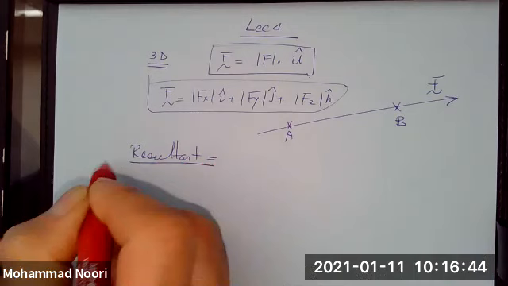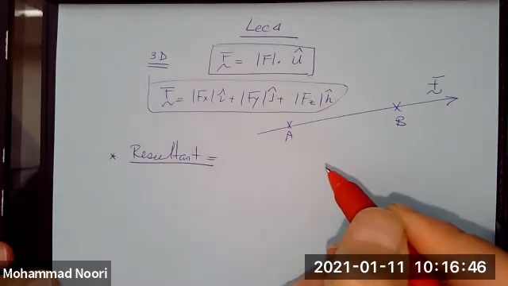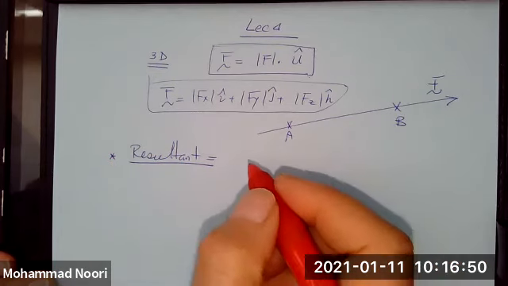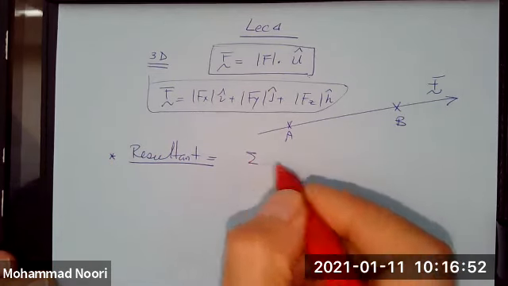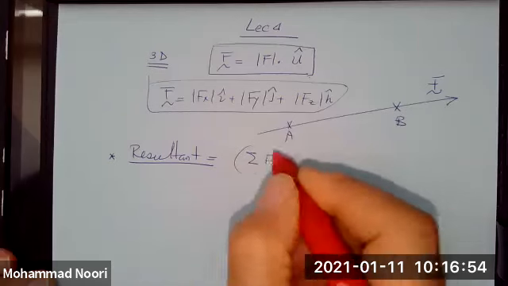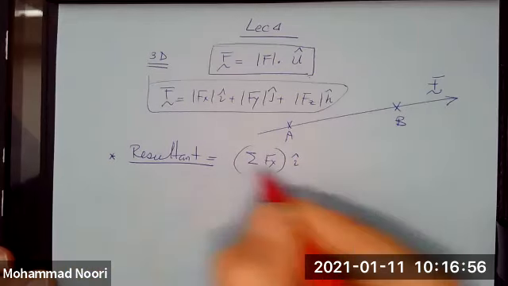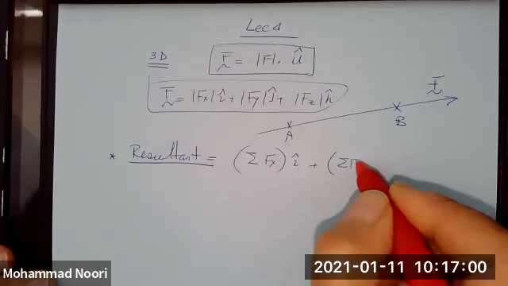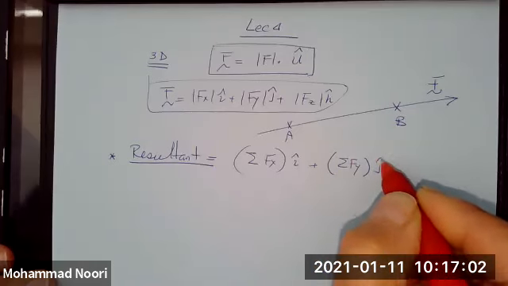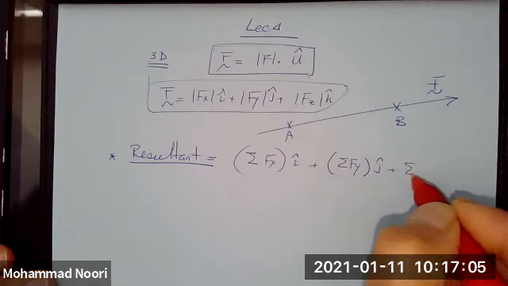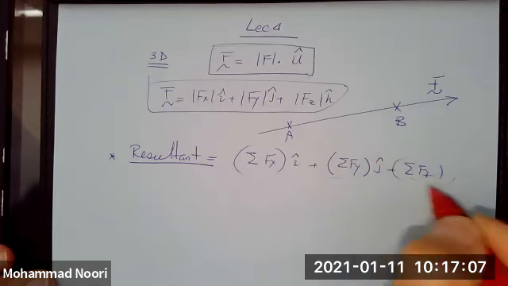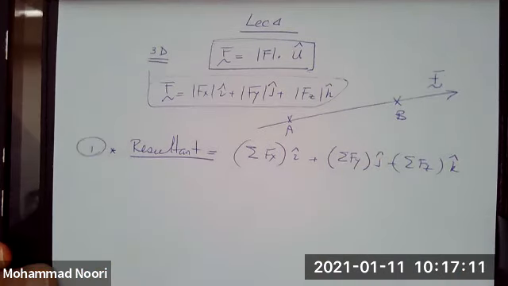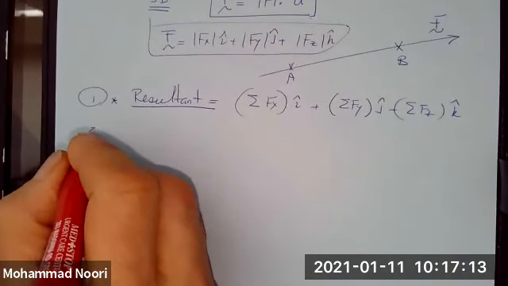Sum of all forces in 3D, if you want to find them, comes down to adding up all the x components to find the x component of that resultant, sum of the y components of all those forces, and sum of the z component of all those forces. So that's how a resultant can be found in 3D.